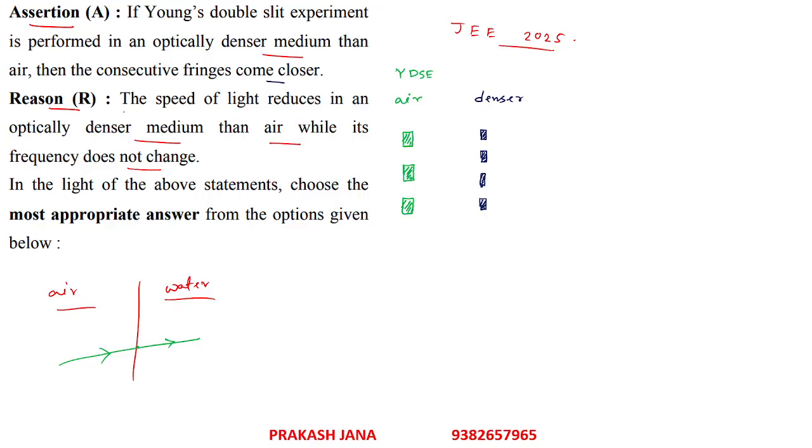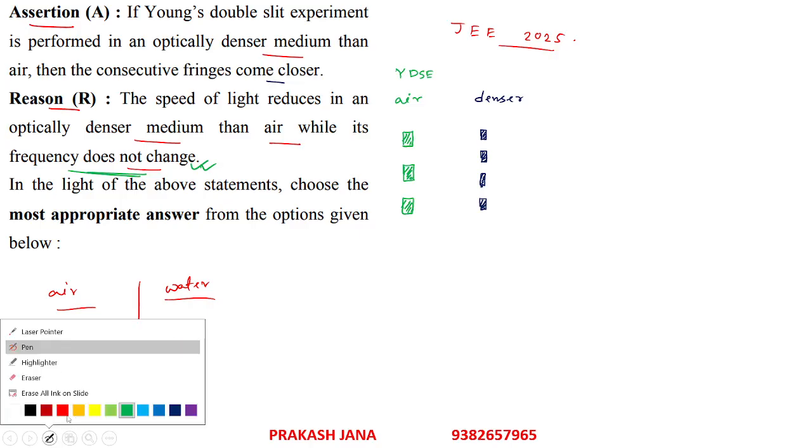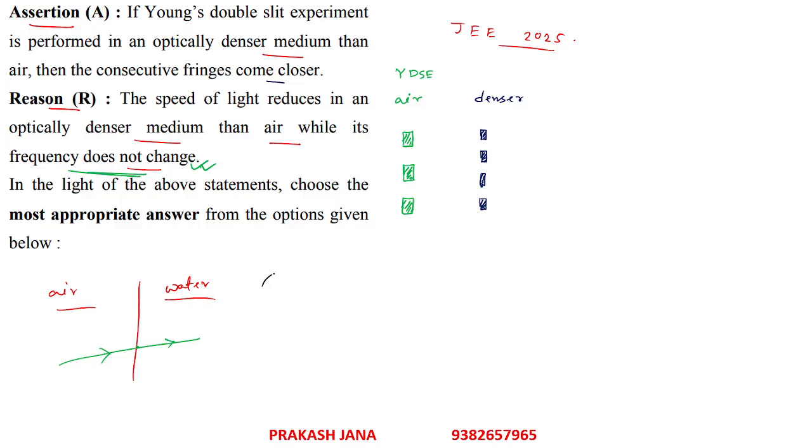The reason says the frequency does not change, which is correct, and the speed of light reduces in an optically denser medium. We will check whether the speed increases, decreases, or remains unchanged. Suppose this is a light wave. When it comes to this point, this length is lambda of the wave and it takes the time capital T, that is the time period. So speed is distance traveled by time.